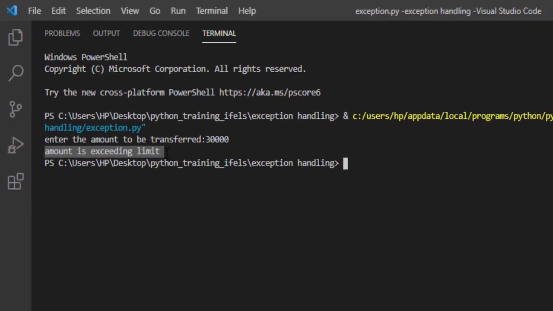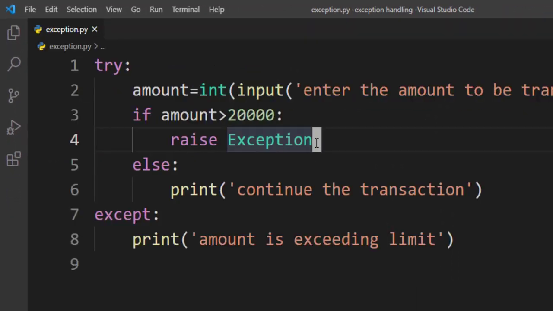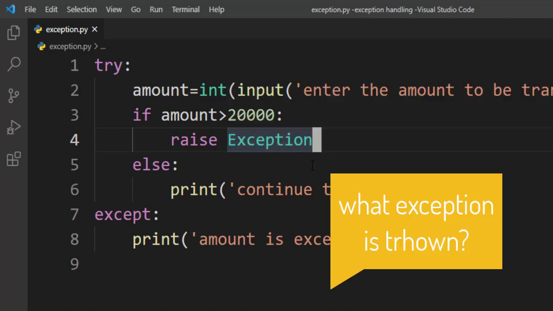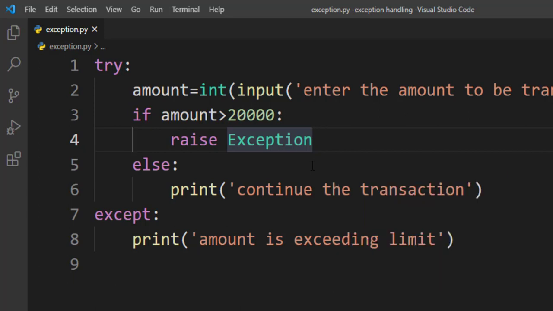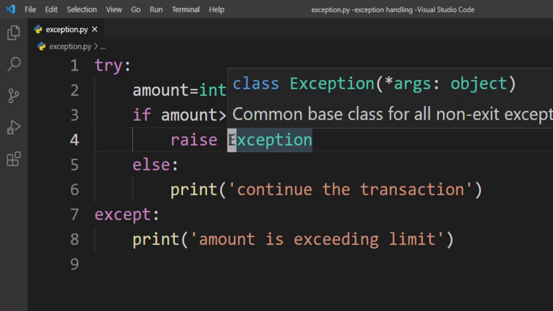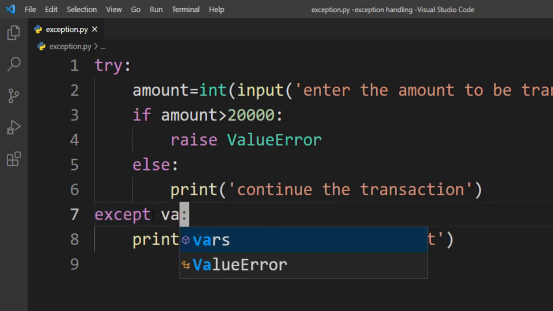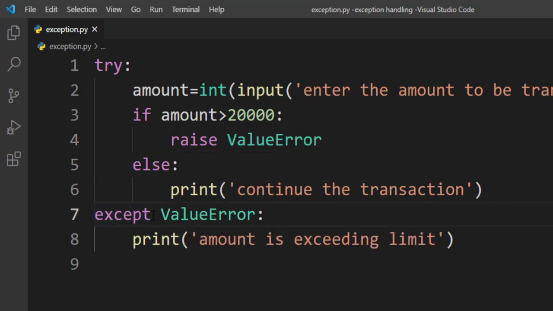Let's go back to the code. So here I am using a general exception class. That is, this exception can handle all types of exceptions. But what is the exact exception thrown here? Yes, it is a value error because the value is exceeding the limit. So let's say here, raise ValueError, and here also we have to write except ValueError.